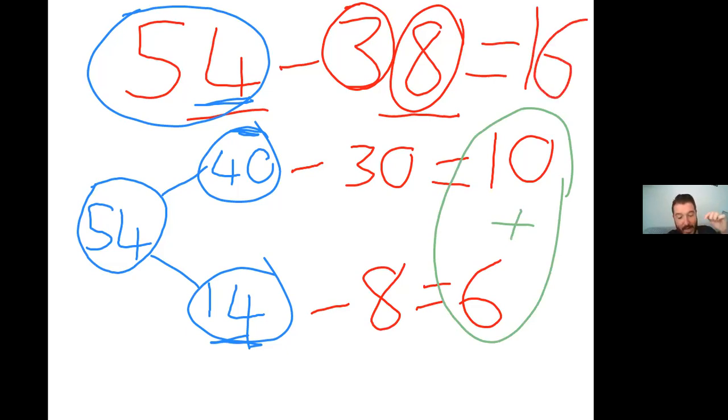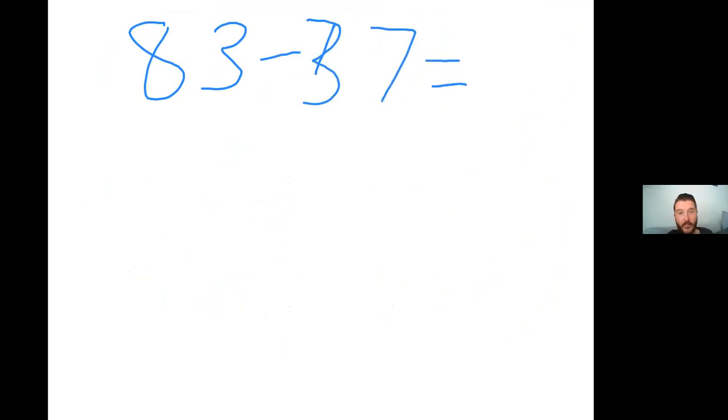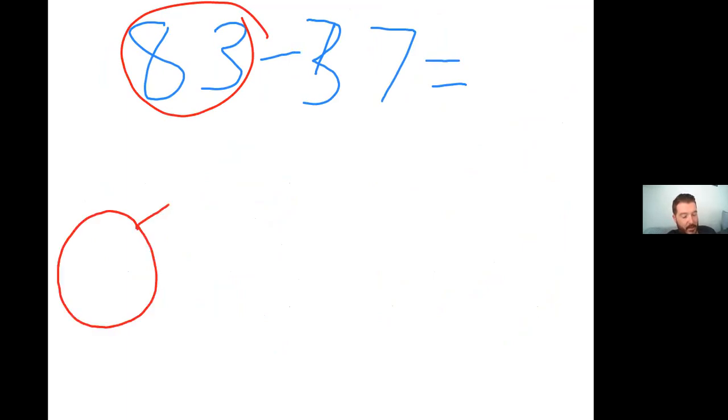And you can see what we had to do, because this was a hard one, we had to repartition 54, not into 50 and 4, but 40 and 14. Do one more of those for you. So if we had a problem like 83, take away 37. Now, partitioning again. You always partition this number first. So I'm going to do my 10s and 1s.